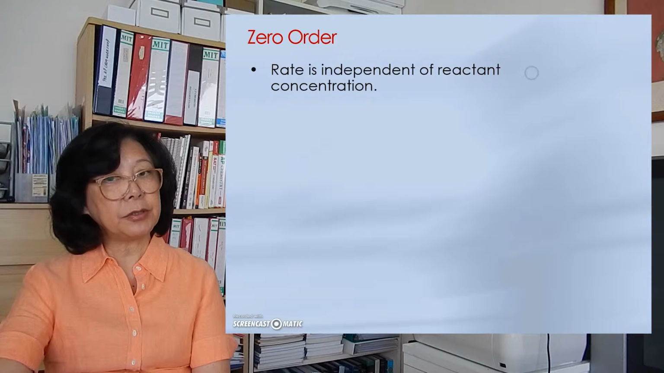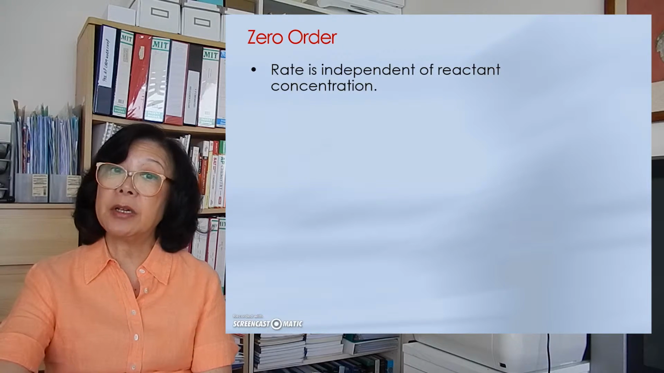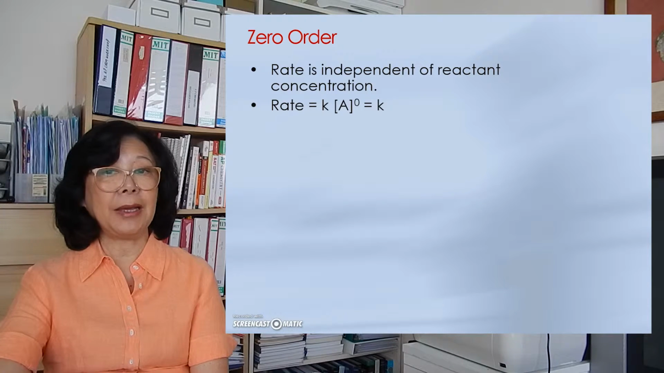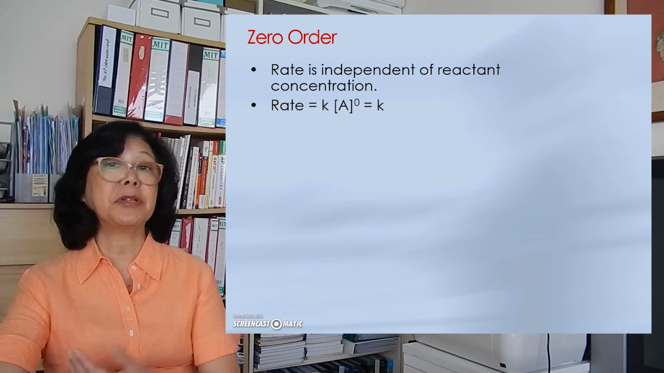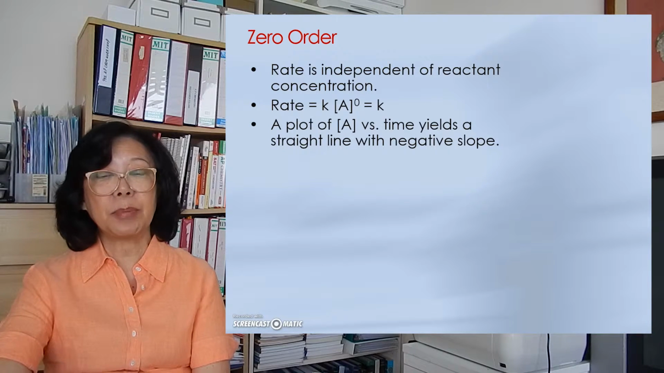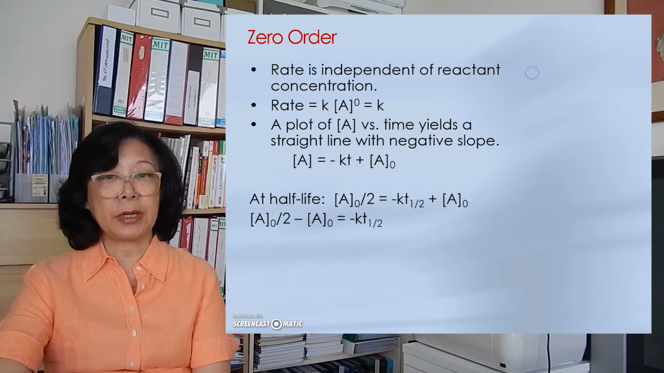Zero order reaction. That means rate is independent of the reactant concentration. So rate is equal to K, because whatever raised to the power 0 is dropped out as a 1. So in this sense, the plot of A versus time will yield a straight line.